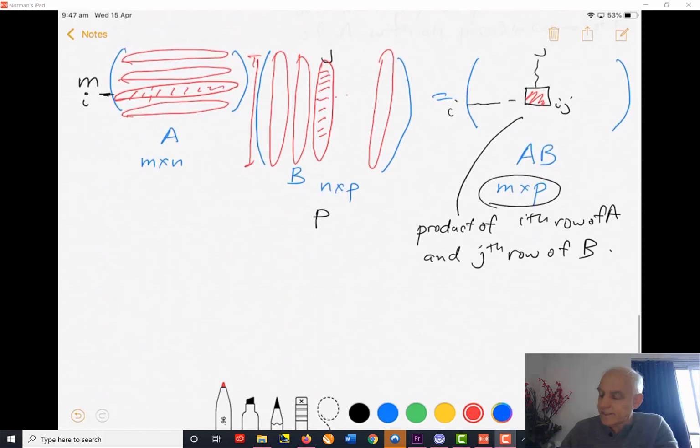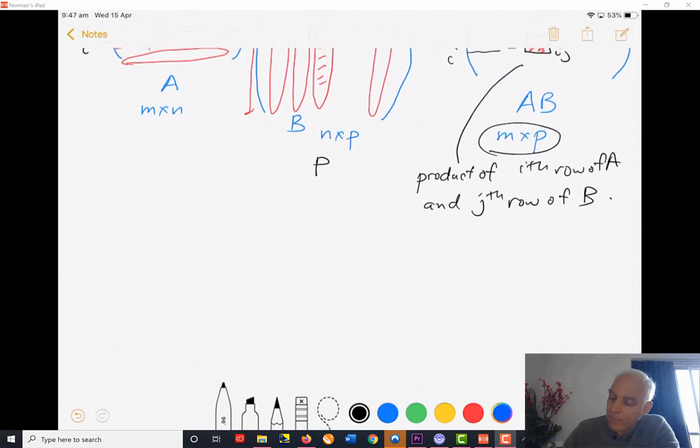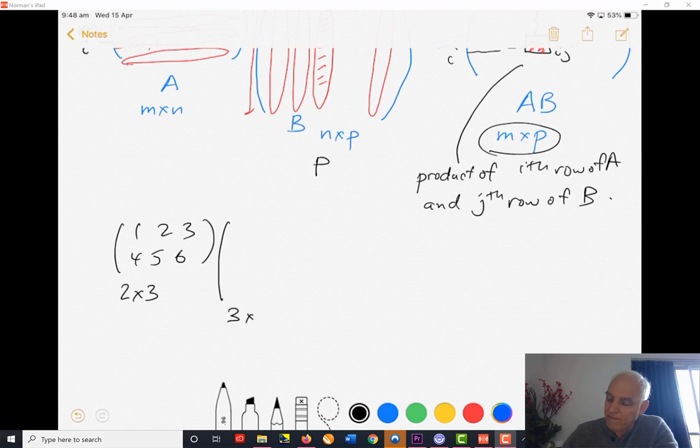Okay, well, let's illustrate this with some examples. So suppose that we have, say, 1, 2, 3, 4, 5, 6, and I'm going to multiply it by some other matrix. This happens to be a 2 by 3 matrix. I'm going to multiply it by a 3 by 4 matrix, to give us lots of practice. So what's the 3 by 4 matrix? Maybe 1, 0, minus 1, 4, 2, 1, minus 1, 2, 4, 2, 0, 5.